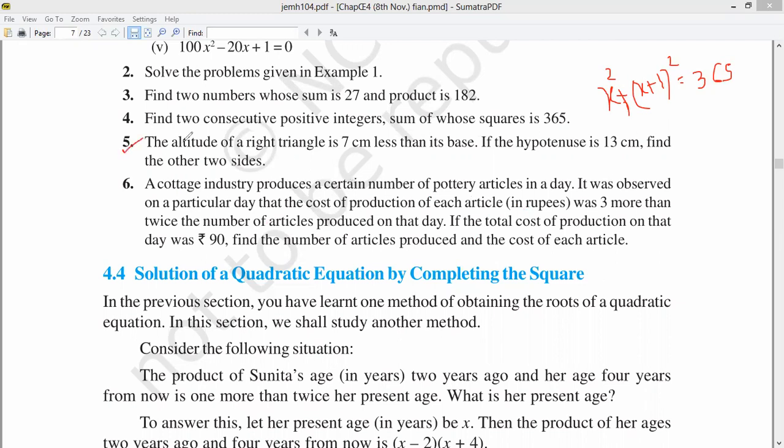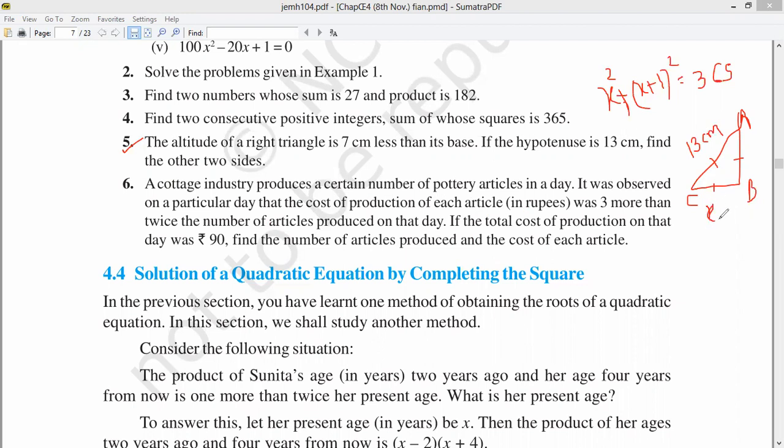Now the next one: the altitude of a right triangle is 7 centimeter less than its base. Suppose this is a right angle triangle, this is A, this is B, and this is C. So BC is the base, AB is the altitude, and AC is the hypotenuse. And hypotenuse is given, this is 13 centimeter.